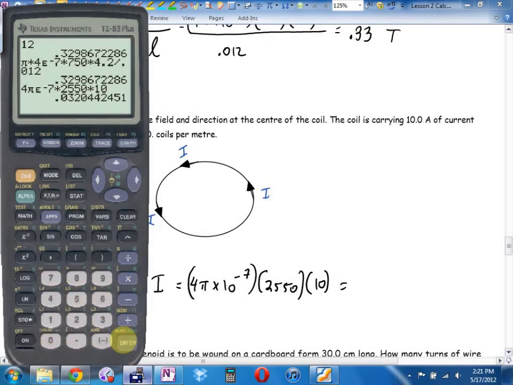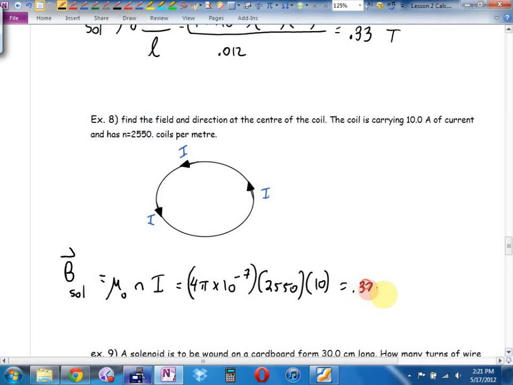You get 0.032? Or am I wrong? Yeah? No? Brandon gives me a thumbs up. Teslas, right? The magnetic field.